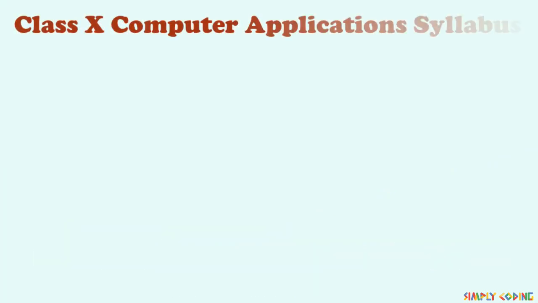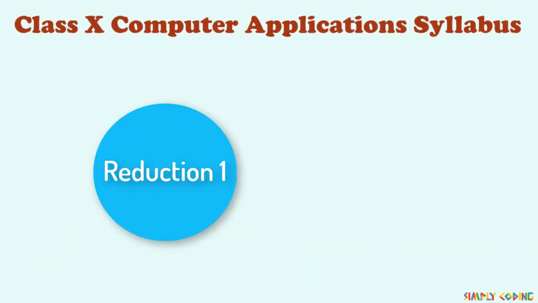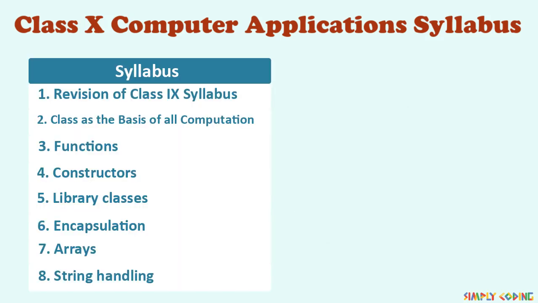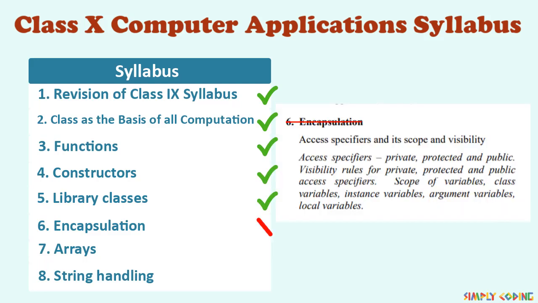Let's first start by understanding how the syllabus has changed after these two rounds of reduction. The syllabus for ICSE Class 10th Computer Applications is divided into these 8 sections. Post-reduction, there is no change in the first 5 sections. The 6th section on encapsulation is deleted. So there will be no questions on access specifiers or scope of variables.